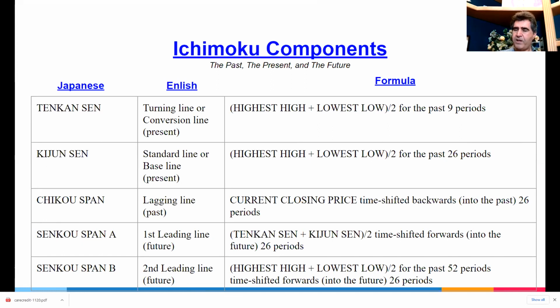And now if you're in an uptrend, this will be the lower part. And so it is kind of momentum. You can see this is more recent and this is more of the past. So that's how these calculations are done, and that's why it's called the past, the present, and the future. So basically, that's how these are calculated.